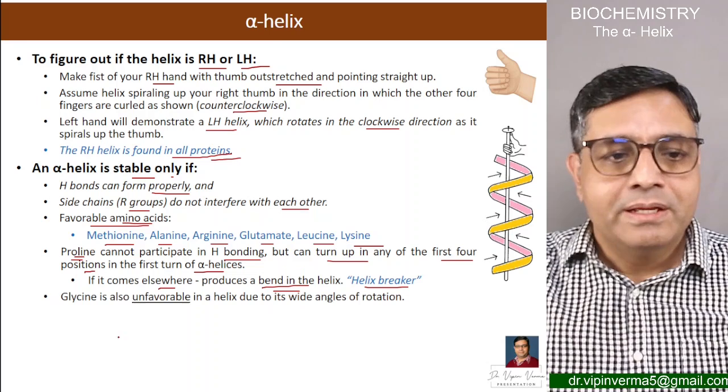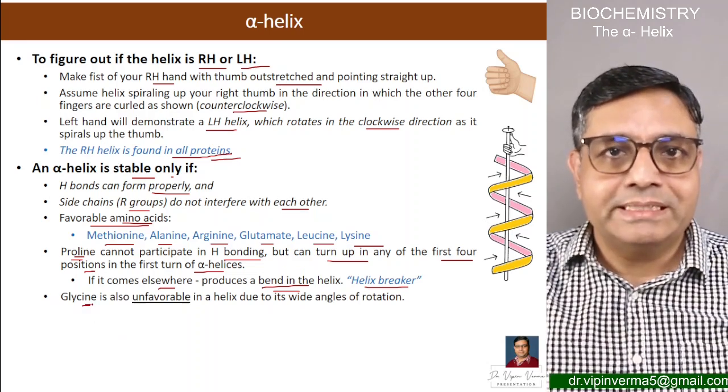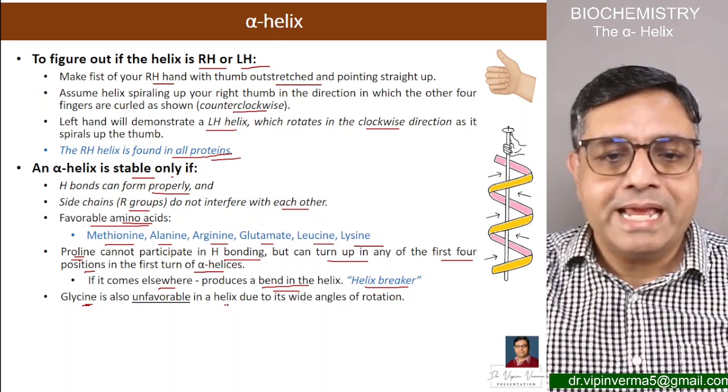And glycine is another one, again the simplest amino acid, which has H or hydrogen as a side chain. It is also unfavorable in the helix. And why?